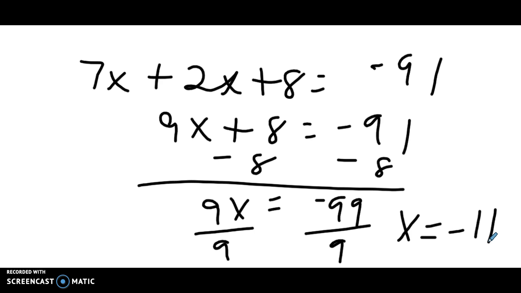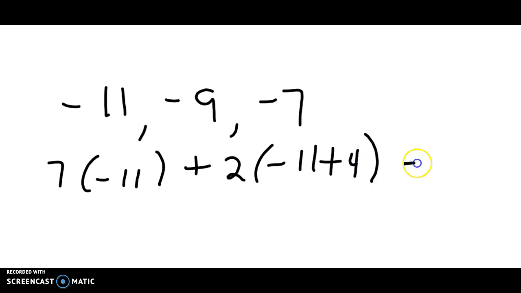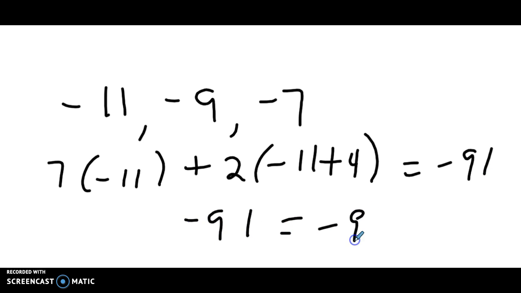Now we're going to go over the rule. The rule said to add 2. So if x is negative 11, we're going to add 2. We get negative 9. And if we take x and add 4 to it, so x is negative 11, we add 4 and get negative 7. To check it, 7 times negative 11 plus 2 times negative 11 plus 4 equals negative 91. And when you do the math, you're going to get negative 91 equals negative 91.